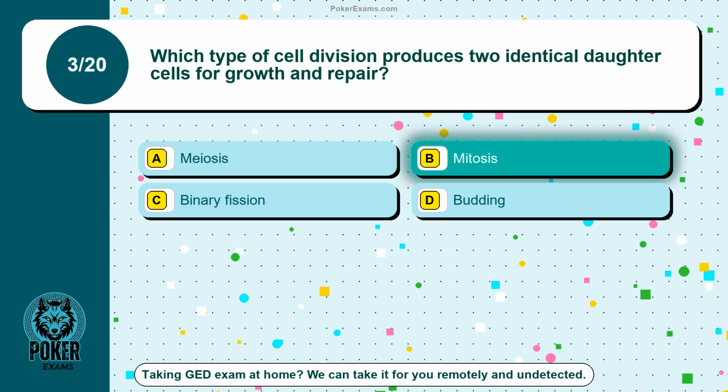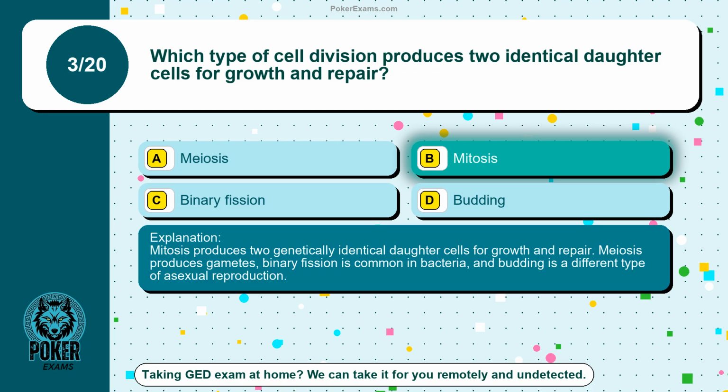The correct answer is option B. Mitosis. Mitosis produces two genetically identical daughter cells for growth and repair. Meiosis produces gametes, binary fission is common in bacteria, and budding is a different type of asexual reproduction.